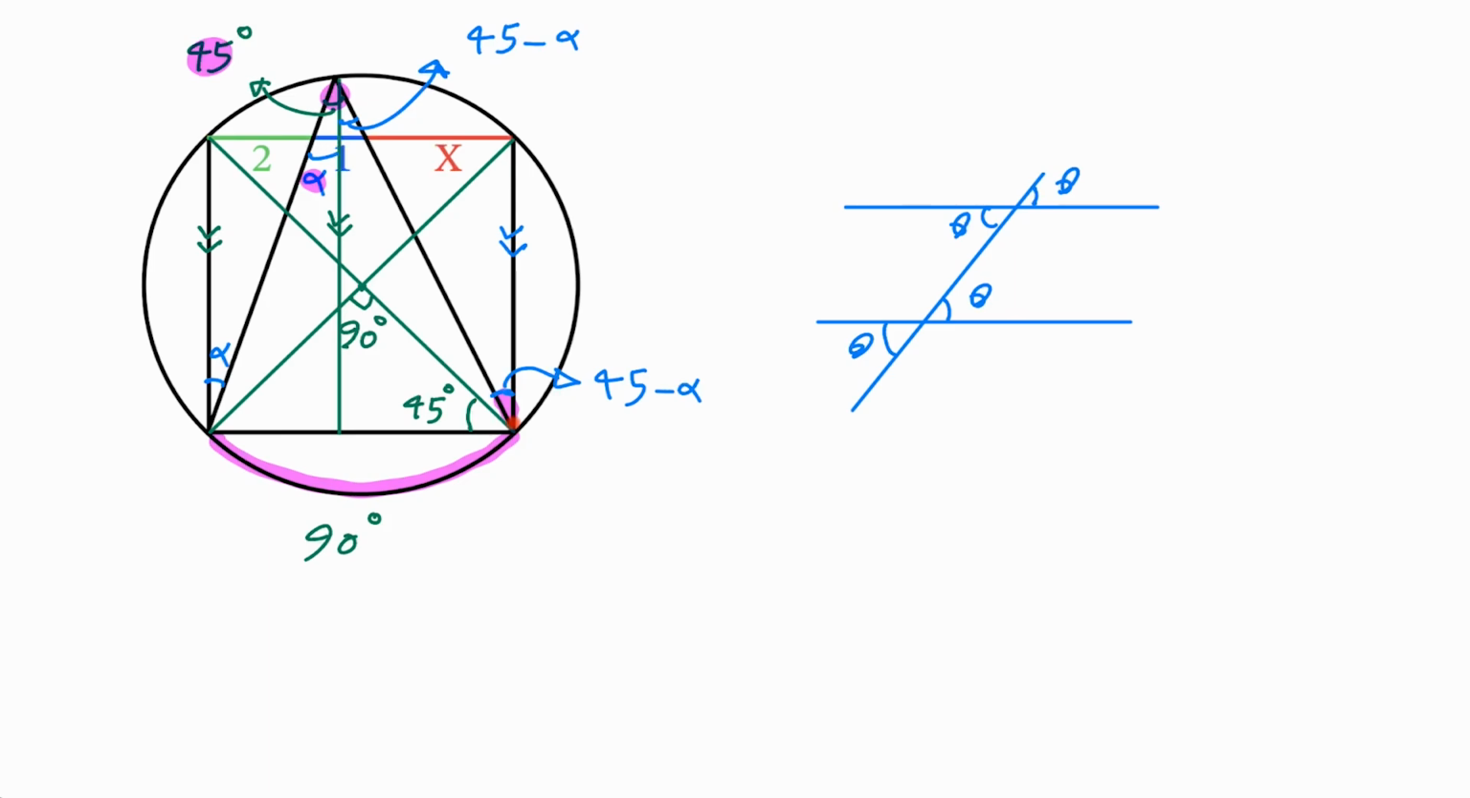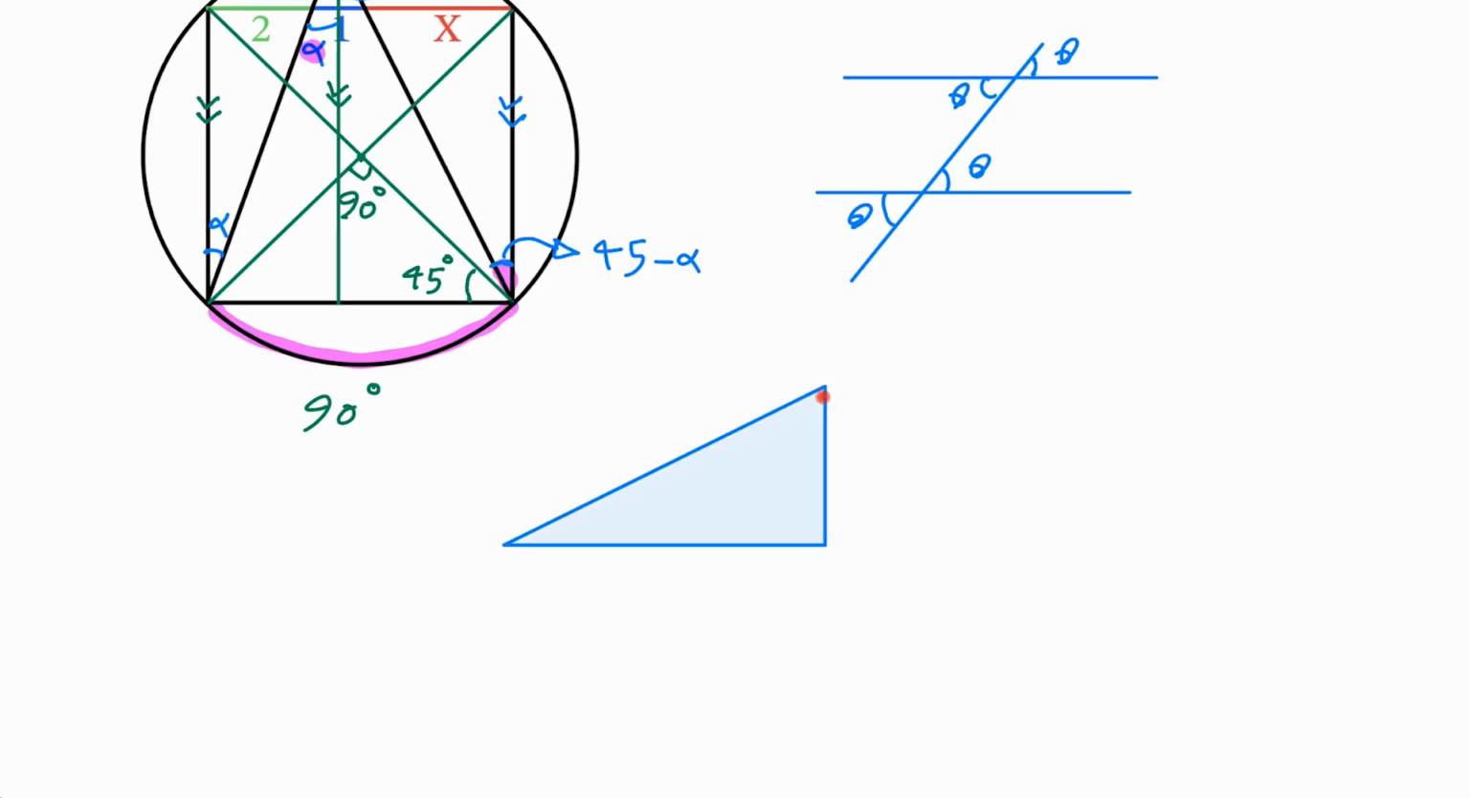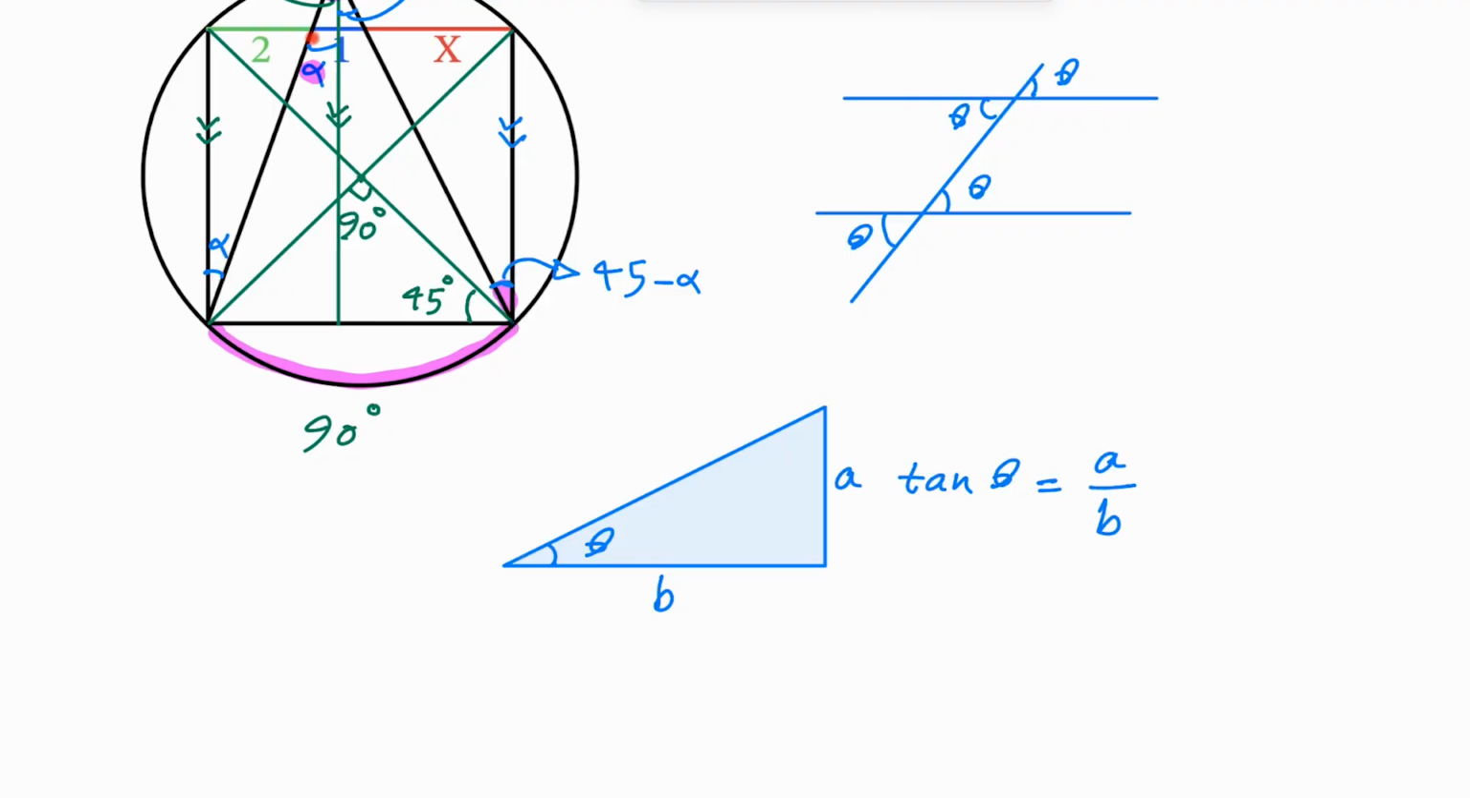From this point we can use trigonometry, and we know that if we have a right triangle and if we know this angle, which I call theta, then tangent of theta is equal to the ratio of this side, which I call A, to this side, which I call B. So here in this triangle I call it A, B and C. I use this formula.